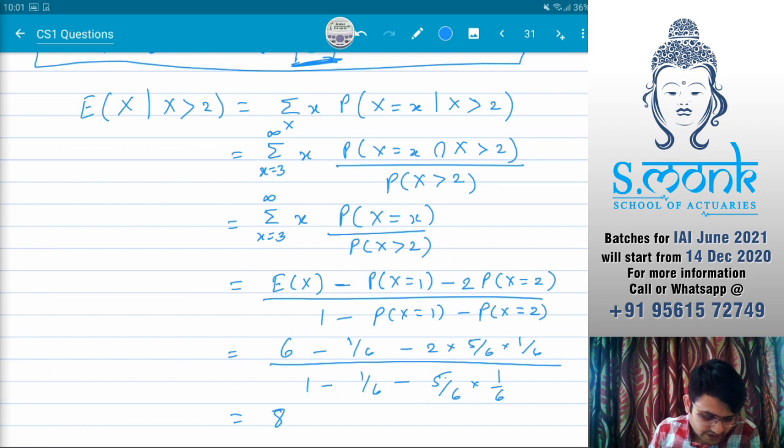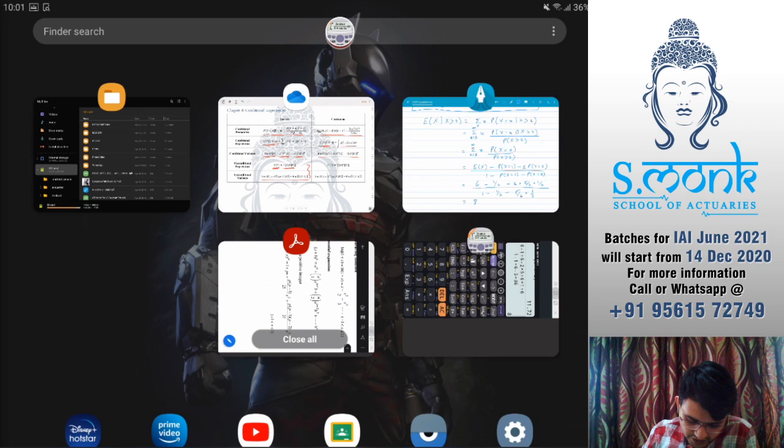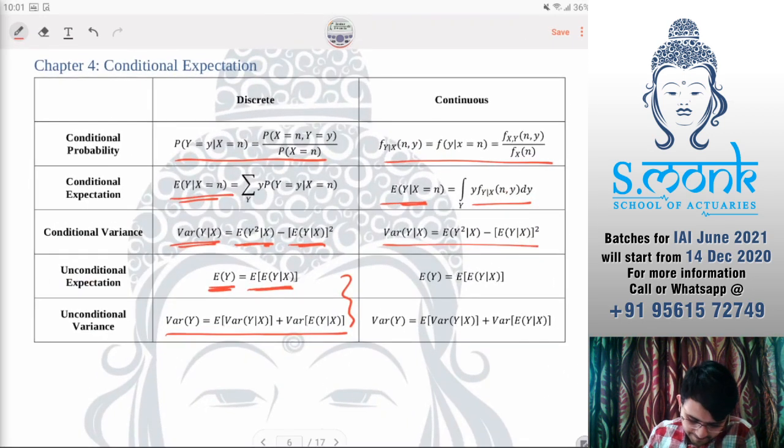So this becomes nothing but conditional expectation. Is there any other doubt in conditional expectation? Because I am expecting them to give you simpler questions in conditional expectation.